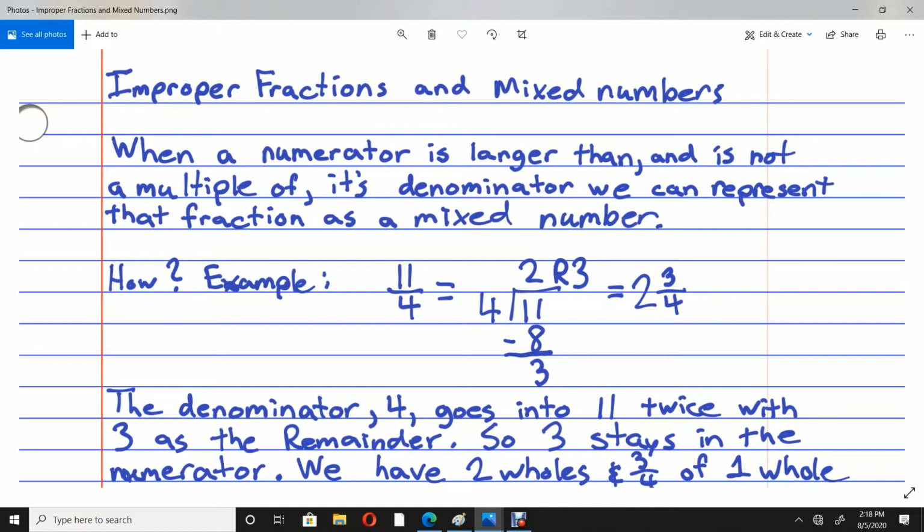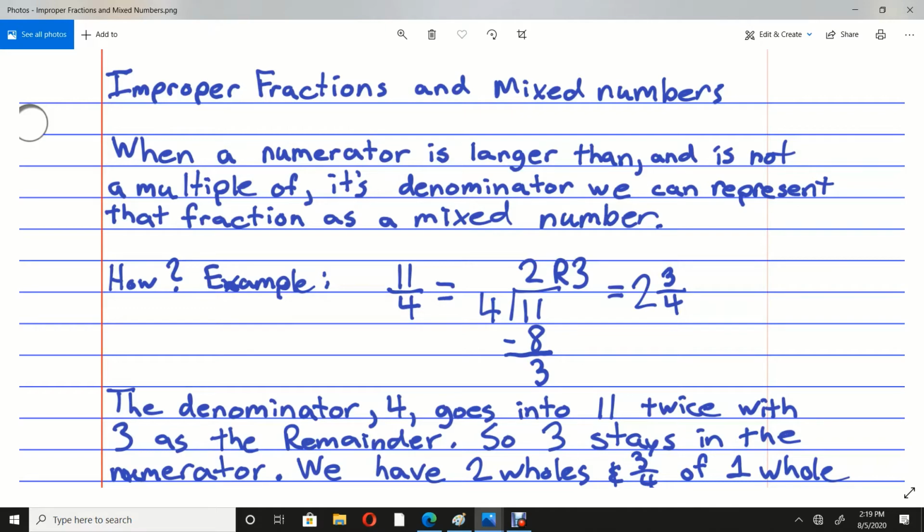So 4 goes into 11 twice, 2 whole times. 2 times 4 is 8, so you take that away from 11, and you have 3 left over. You have 3 as your remainder. So 2 wholes, 3 as a remainder, and we rewrite that as 2 wholes with 3 of 4 parts. 4 was our denominator in the original improper fraction. It stays our denominator. That doesn't change. So the denominator 4 goes into 11 twice with 3 as the remainder, so 3 stays in the numerator. We have 2 wholes and 3/4 of 1 whole.